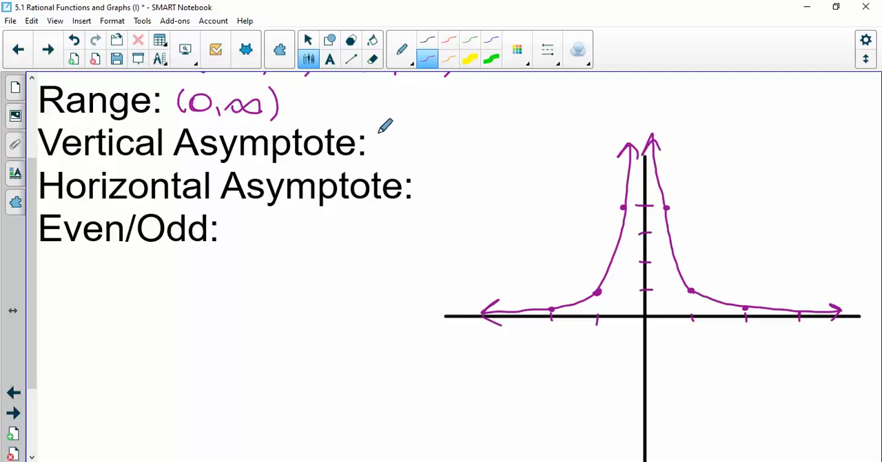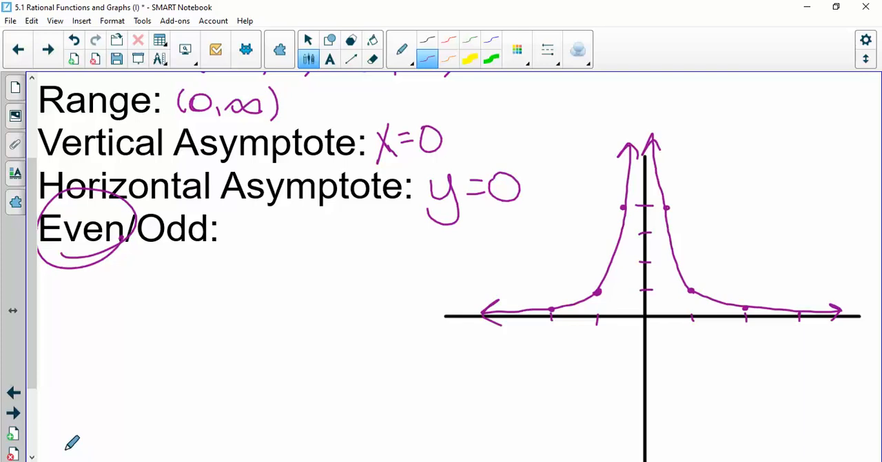What's the vertical asymptote? What's it called? Yeah. 0, but it has to be x equals 0, since they're lines, you have to give me the equation. What's the horizontal? Y equals 0, so the asymptotes didn't move. Is this even or odd? Even. If you split this over the y-axis, it overlaps itself. So this is an even function.